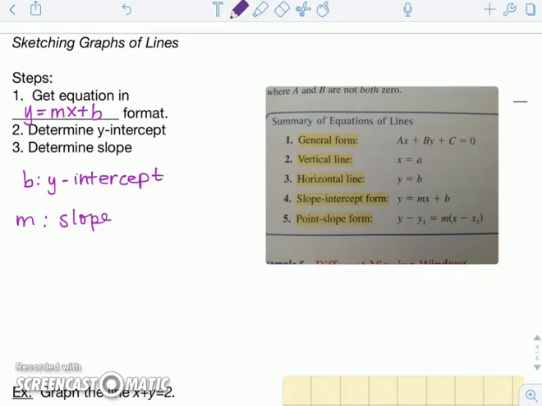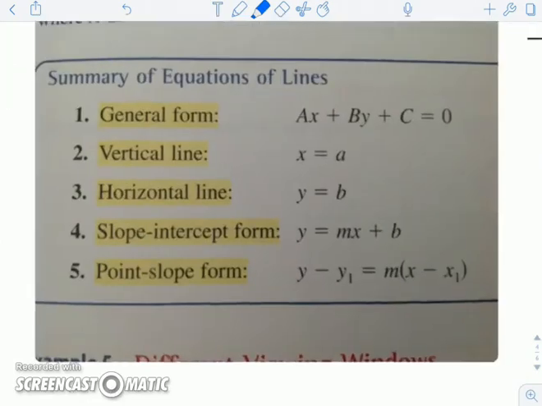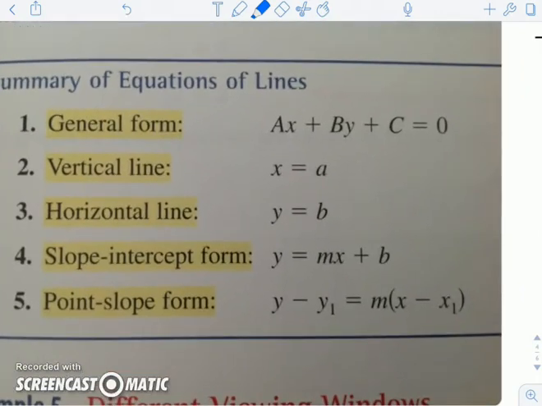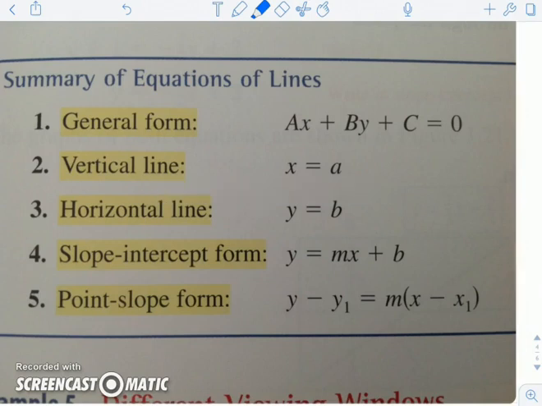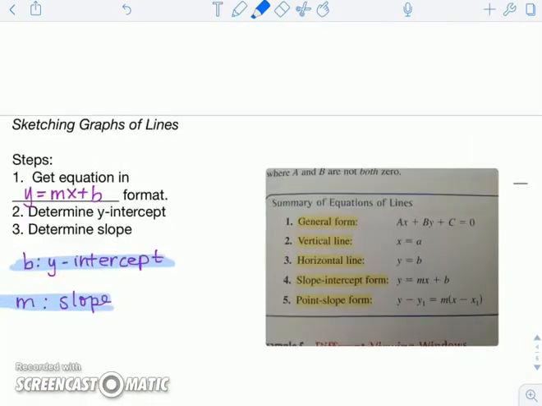So you'll see I made a note here. B is the y-intercept and m is our slope. Over here you're looking at all the different types of lines. So your general form, a vertical line, which we just talked about, a horizontal line, slope intercept, and point slope. So there's all of them in one nice chart. That's right out of your book.